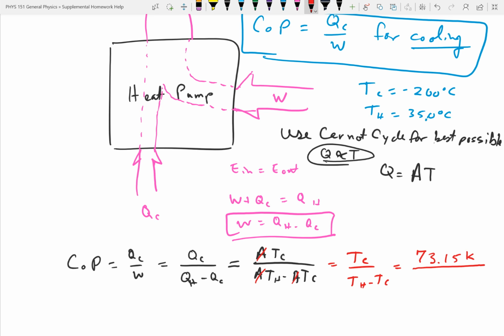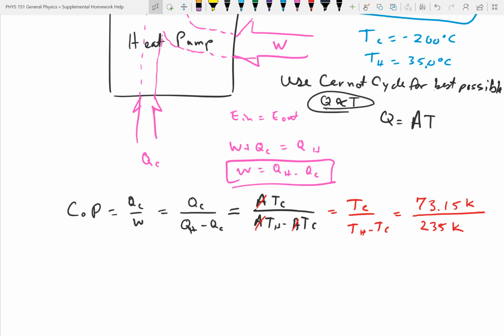And then we have on the bottom the difference in the temperatures. The difference in Celsius is the same as the difference in kelvins. So the difference between these is 235. So 73.15 over 235, which is a pretty low coefficient of performance, I would say.